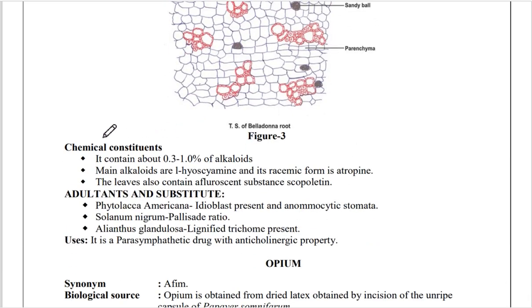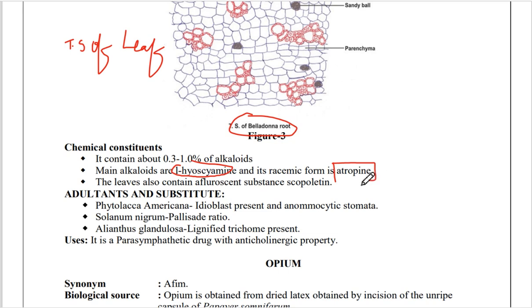This is the TS of the belladonna root, but scientifically, for the pharmacological action, the TS of the leaf is to be studied for belladonna, as the leaf is the part considered. It contains 0.3 to 1.0% of alkaloids. The main alkaloid is L-hyoscyamine, and its racemic form is atropine, very important. As in the name also, there is Atropa belladonna.